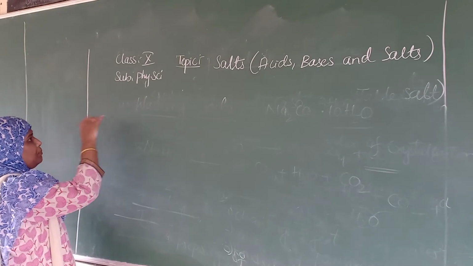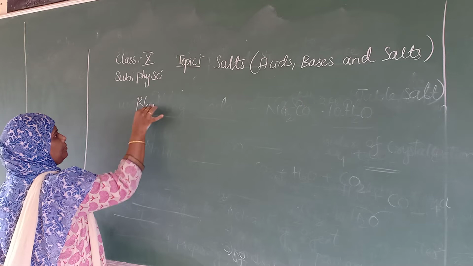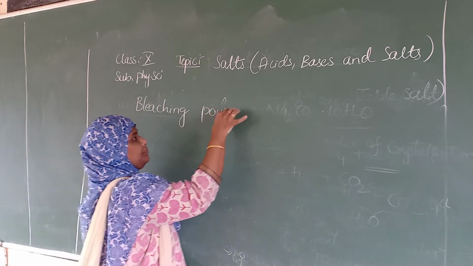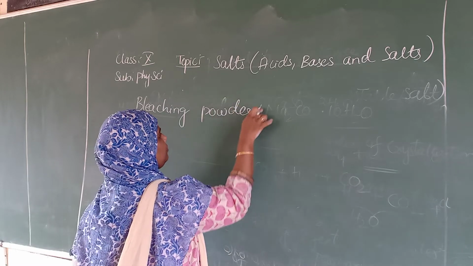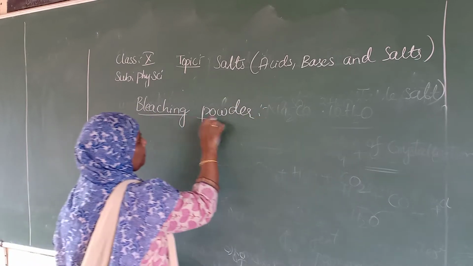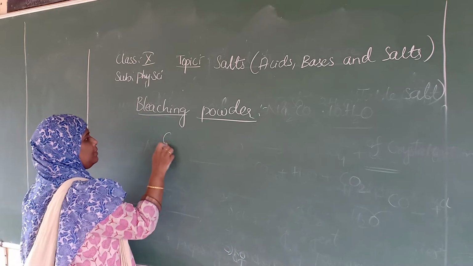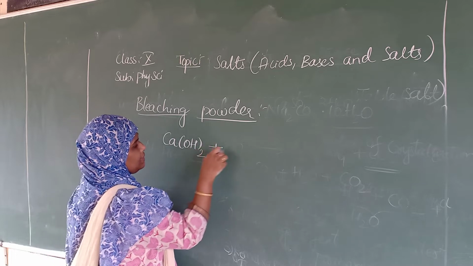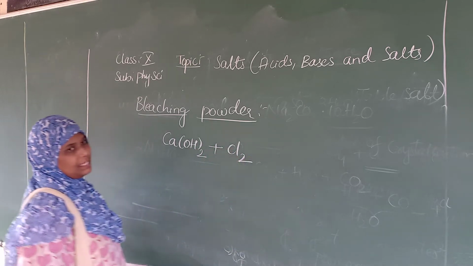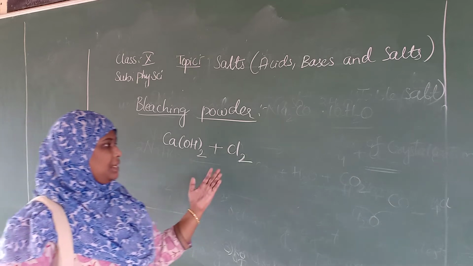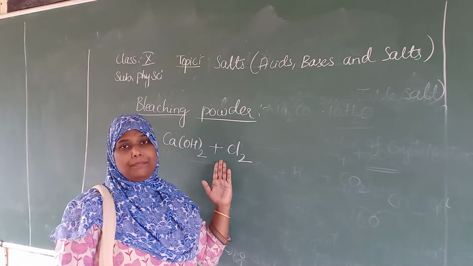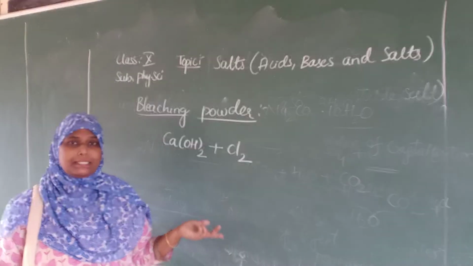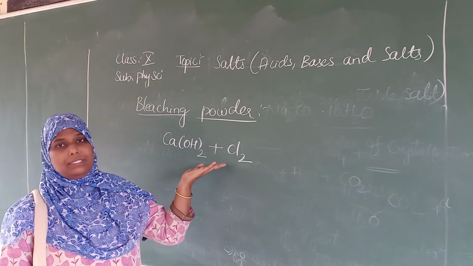Next, another important salt, that we will be seeing, is bleaching powder. Okay. Bleaching powder is prepared whenever calcium hydroxide solution is made to react with chlorine gas. Okay, chlorine gas just now we have seen in the chlor-alkali process. Okay, chlorine gas is produced as a byproduct in the chlor-alkali process, nothing but the electrolysis of brine.